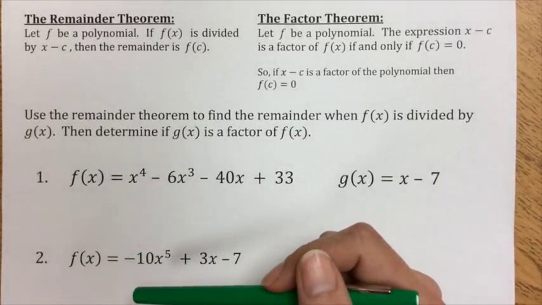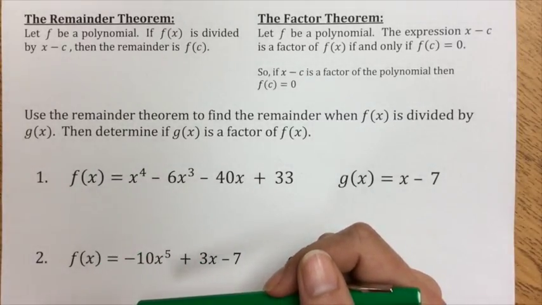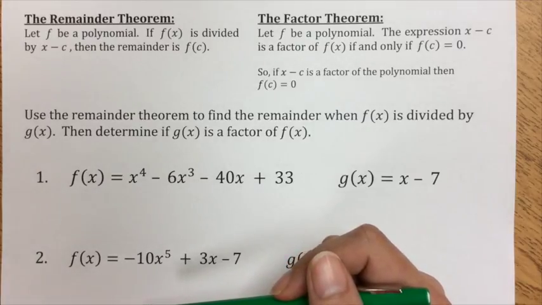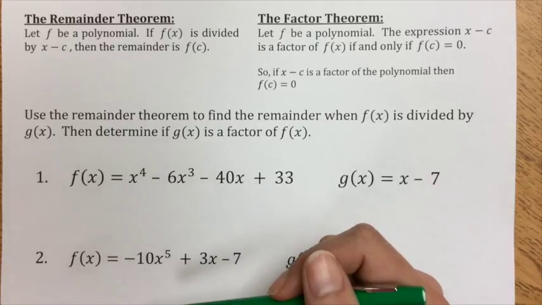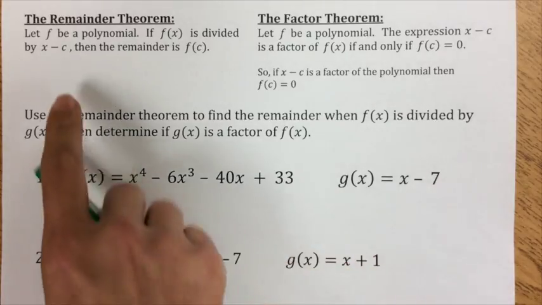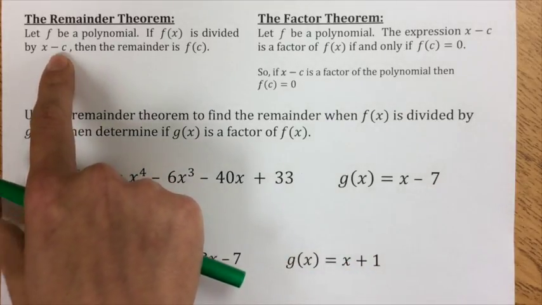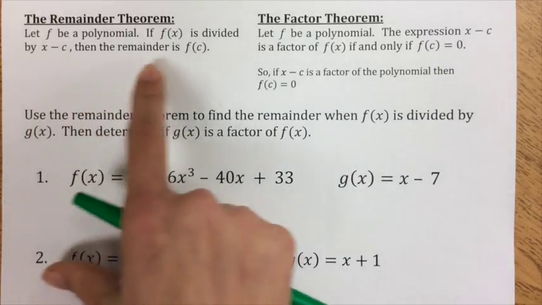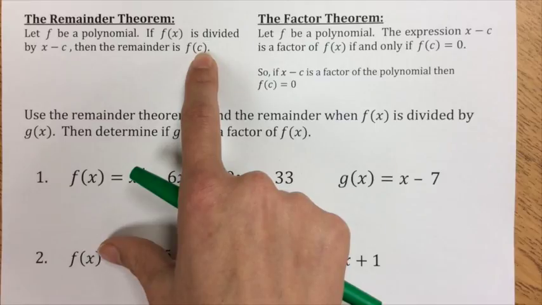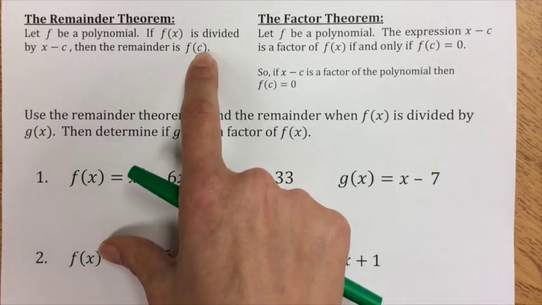The remainder theorem allows us to figure out the remainder of a polynomial division without having to actually divide, which is nice. If we are dividing by an expression in the form of x minus c, all we need to do is plug in c to the polynomial function, and the answer that we get will be the remainder if we were to have done either long division or synthetic division.